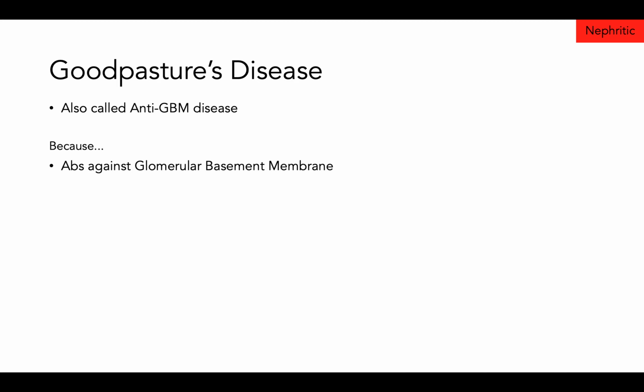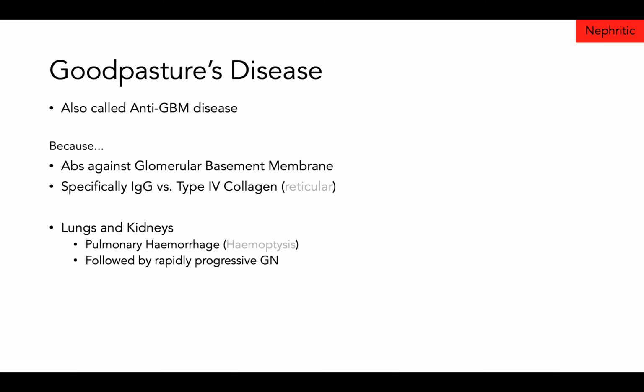Lastly, let's talk about Goodpasture's disease. This one is sometimes called anti-GBM disease, and that's fairly obvious why. It's because there are autoantibodies directed against the glomerular basement membrane. Now, specifically, these are IgG antibodies which are directed against type 4 collagen. And if you remember all the way back to first year histology, type 4 collagen is the reticular, delicate collagen that forms exchange surfaces, so things where you need diffusion, like in the lungs where you have gas exchange, and the kidneys where you have filtration. And so the anti-GBM antibodies cause damage in these two places, causing the patient to present with pulmonary hemorrhage, which manifests itself as coughing up blood, hemoptysis, followed by a rapidly progressive glomerulonephritis, a nephritic syndrome.